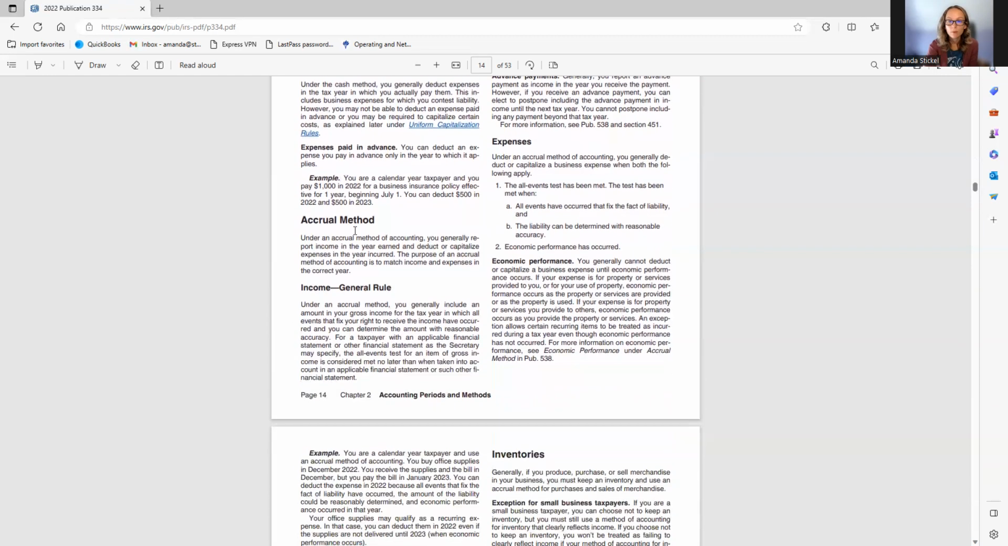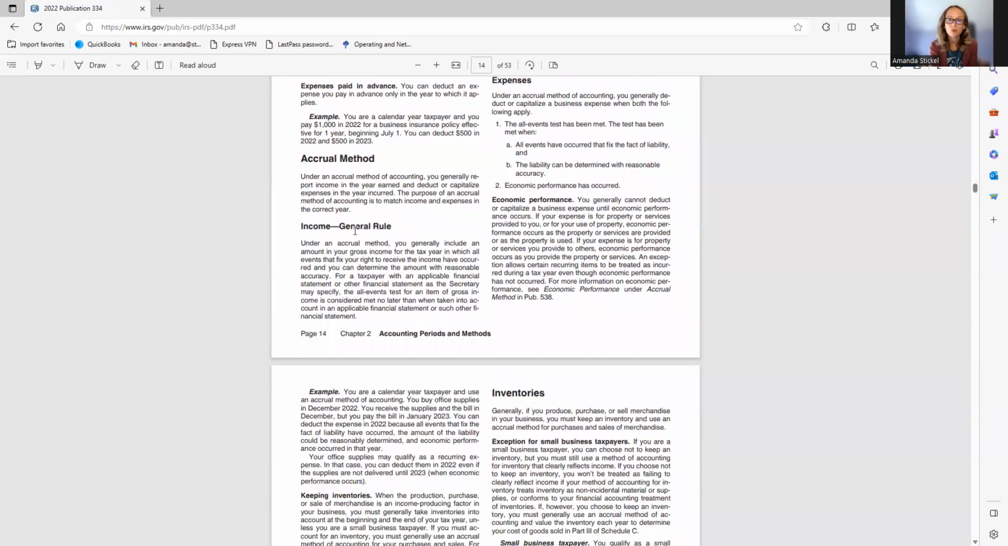Expenses. Under an accrual method of accounting, you generally deduct or capitalize a business expense when both of the following apply. Number 1, the all events test has been met. The test has been met when all events have occurred that fix the fact of liability and the liability can be determined with reasonable accuracy. Number 2, economic performance has occurred.